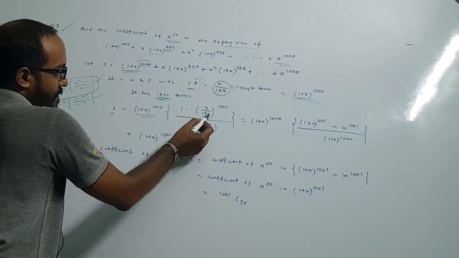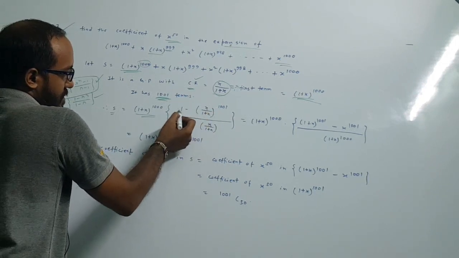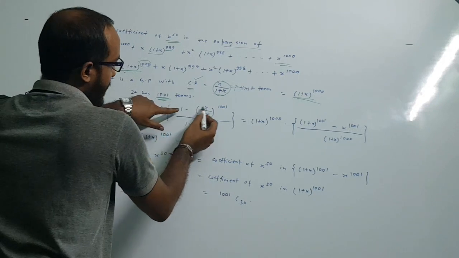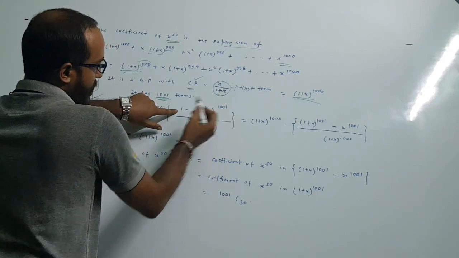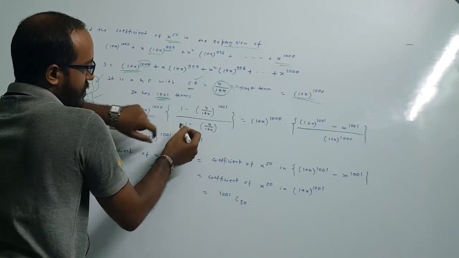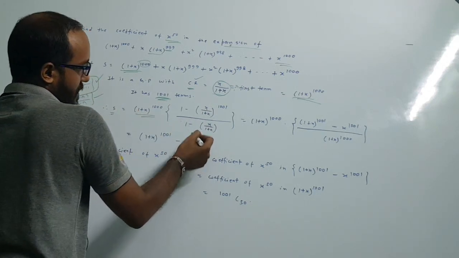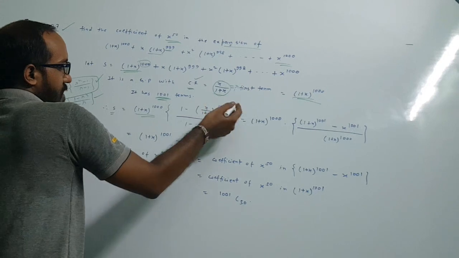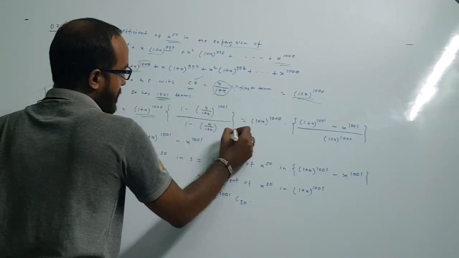Now simplify: 1 plus x to the power 1000, this will be (1 plus x to the power 1000 minus x to the power 1001) by (1 plus x to the power 1000). This will be 1 plus x minus x, which cancels out, and you will get 1 by 1 plus x. The 1 by 1 plus x will be on the upper side.